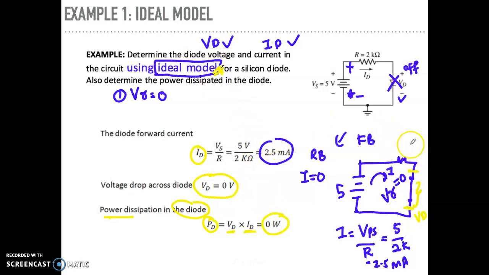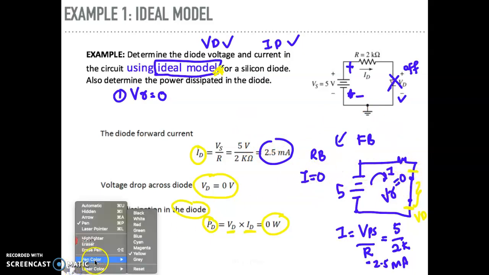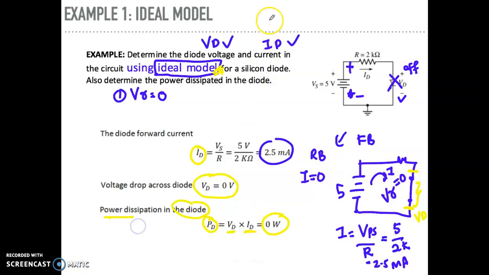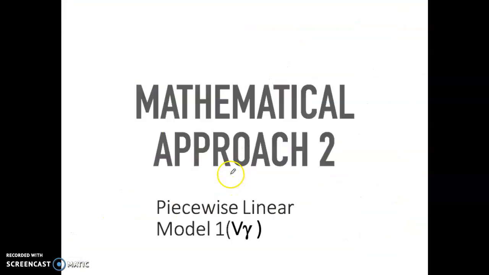So in the ideal model, reverse bias means no current. Forward bias, you replace your diode with this one, a short circuit, where your V gamma is equal to 0. Okay, so this will be the end of the ideal model.